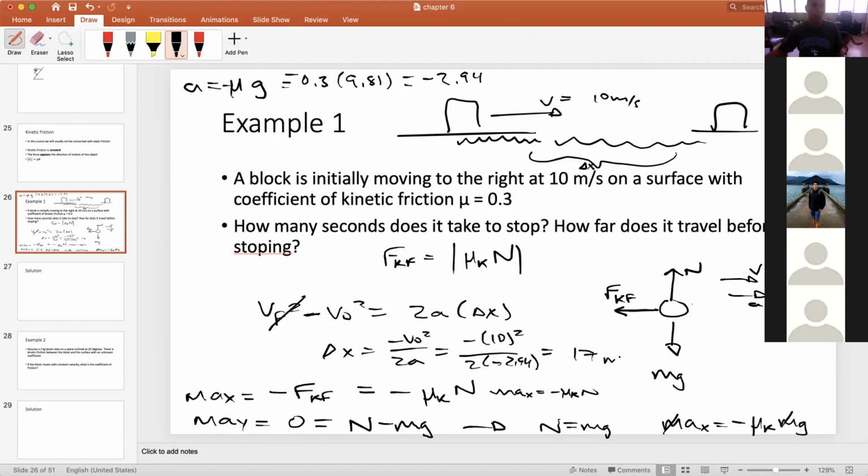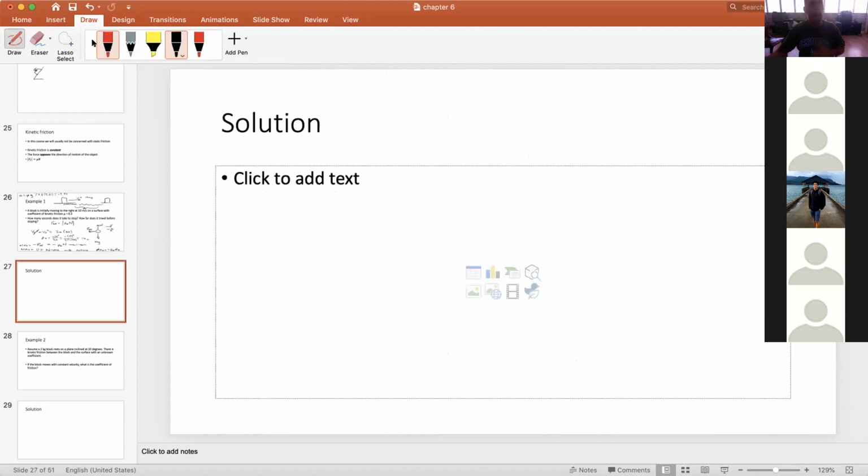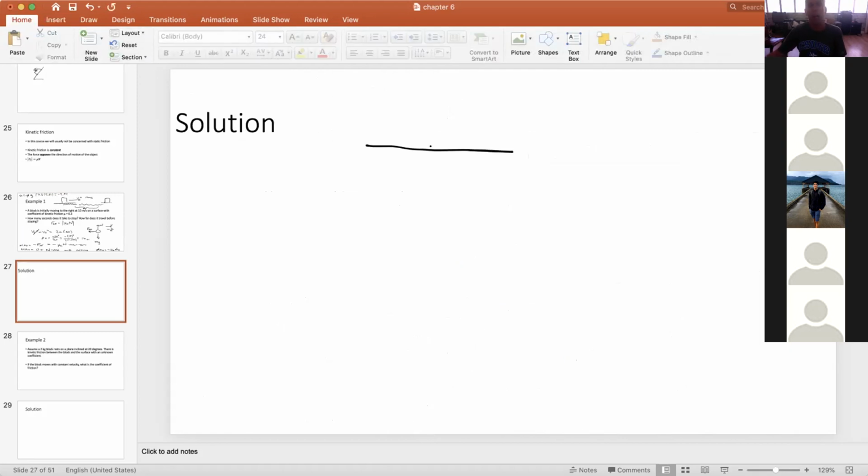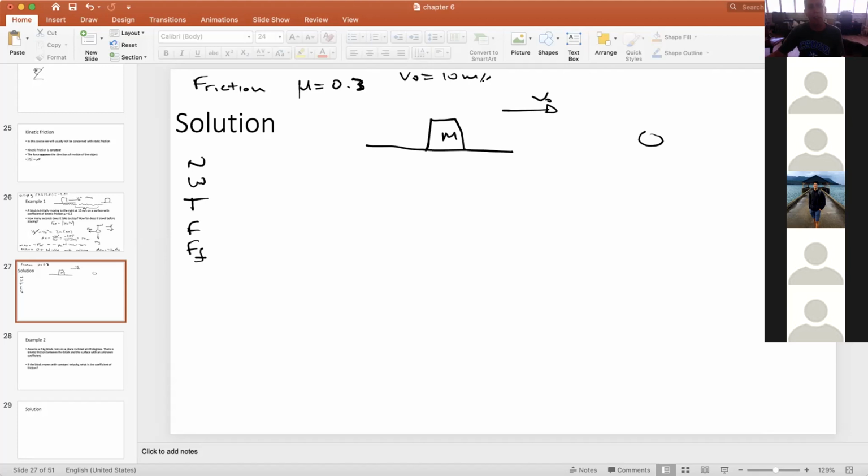So let's go through this a little more slowly. What did I do? I started off with m sliding to the right. In my free body diagram, I check for normal force, weight, tension forces, and force of friction. I know that there is friction because I was given that mu equals 0.3. And I was told that the initial velocity was 10 meters per second.